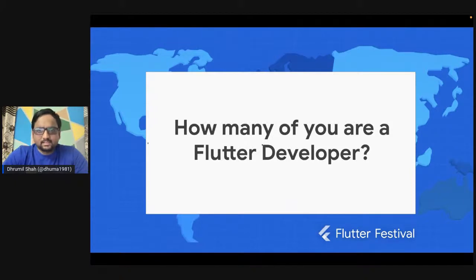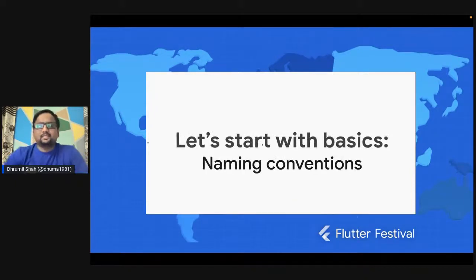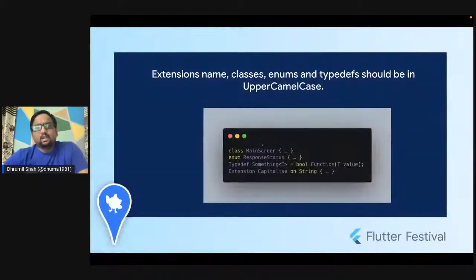Okay, so let's just start with the basics. What are the things that you need to take care of while writing code in Flutter? So the first and foremost thing is the naming convention. Whenever you start writing code, you always type a variable name, class name, or anything, and we just start typing it. So how should we write it now, and why?